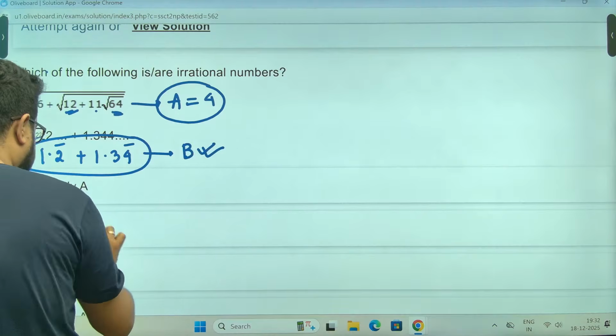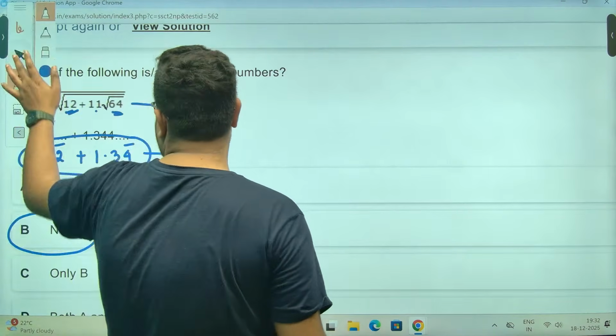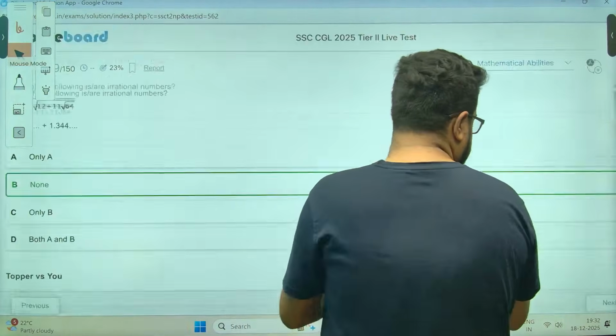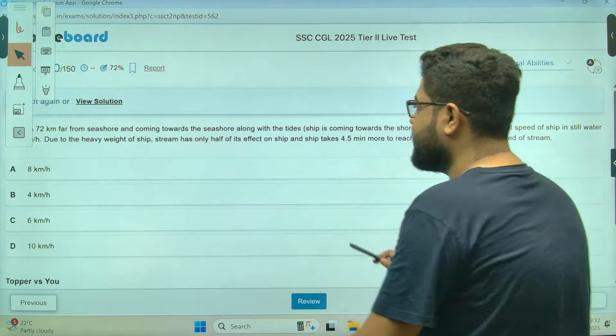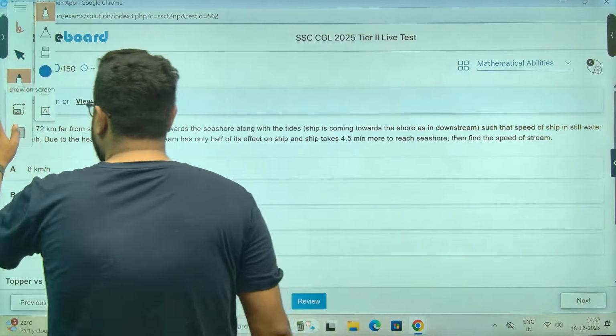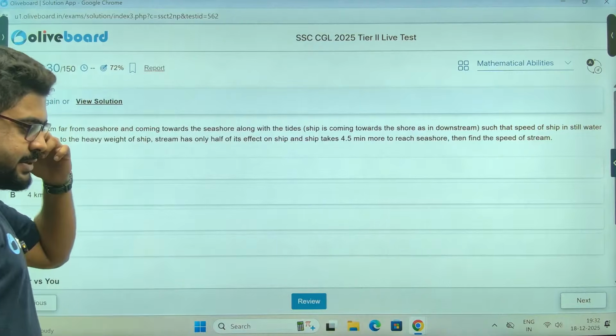So none, option B is the correct answer. Both are rational numbers, and a good question on rational irrational numbers. Good way to ask you a question on rational irrational.